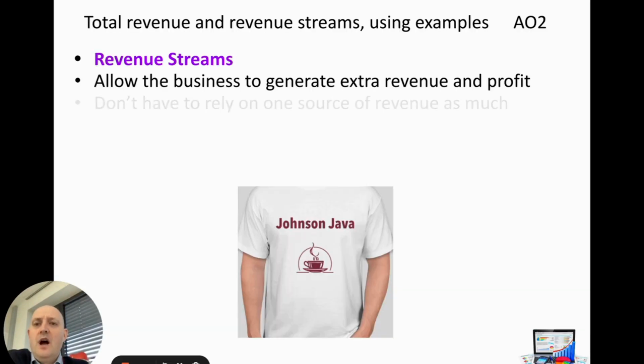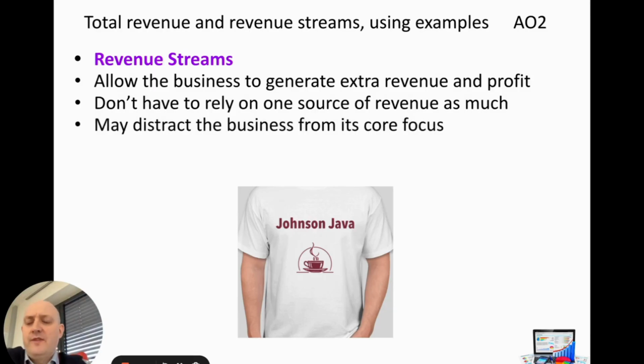Okay, finally, what are some brief pros and cons of having different revenue streams? Having multiple revenue streams firstly allows them to generate extra revenue. So Manchester United, through their commercial, are able to just get more money, which is obviously a big positive. They also don't have to rely on one source of revenue as much. You could say that if fewer people started going to football games, then Manchester United would still make money from broadcasting and their commercial deals as well, and sponsorship, etc.